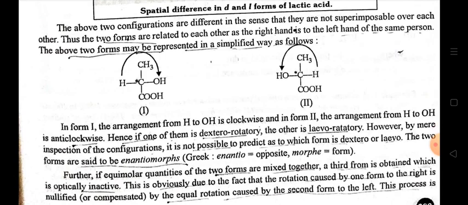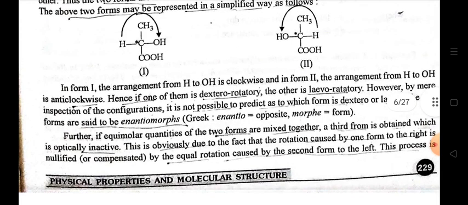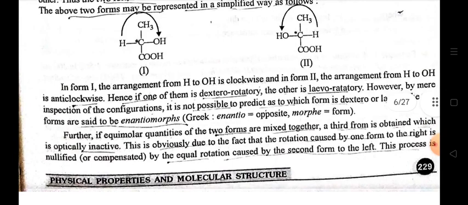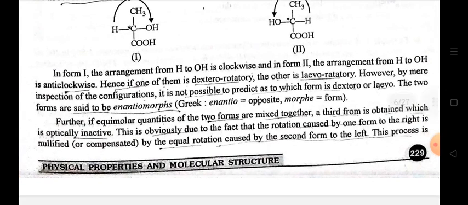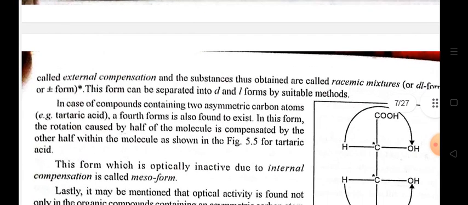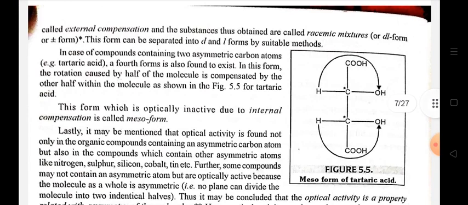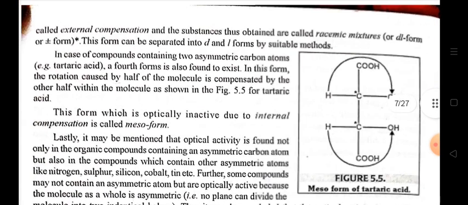Further, if equimolar quantities of the two forms are mixed together, a third form is obtained, which is optically inactive. It is obviously due to the fact that the rotation caused by one form to the right is nullified or compensated by the equal rotation caused by the second form to the left. This process is called external compensation, and the substance thus obtained is called racemic mixture or DL form or plus minus form. This form can be separated into D and L form by suitable methods.